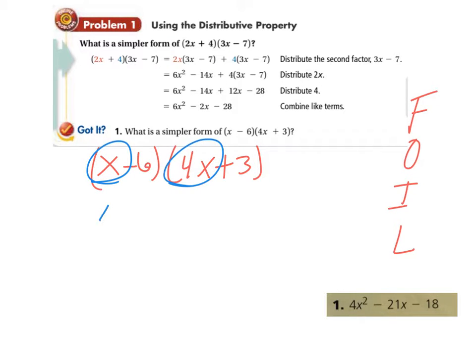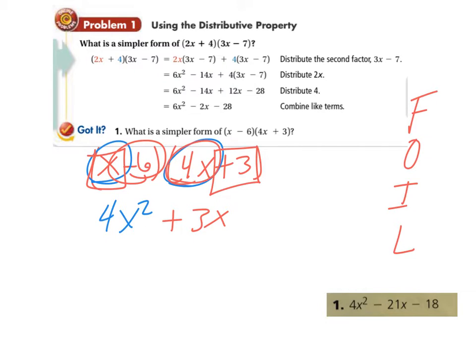I multiply those and get 4x squared. My outer terms, so those are here, x and 3, so I get 3x. Notice the positive in front. Inner terms, that's my 6 and my 4x. Notice that's a negative 6, so I get minus 24x. And then my last terms, we get negative 6 and positive 3, and that gives us minus 18.